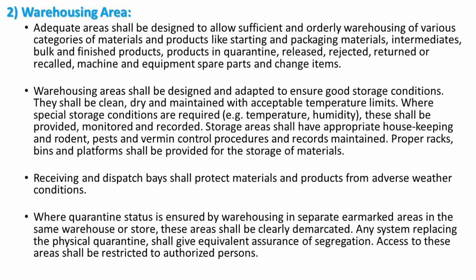Next, the second one is the warehousing area. These are the specifications of the warehousing area. Adequate area shall be designed to allow sufficient and orderly warehousing of various categories of materials and products like starting and packaging materials, intermediates, bulk and finished products, products in quarantine, released products, rejected products, returned or recalled products, machine and equipment spare parts and change items.